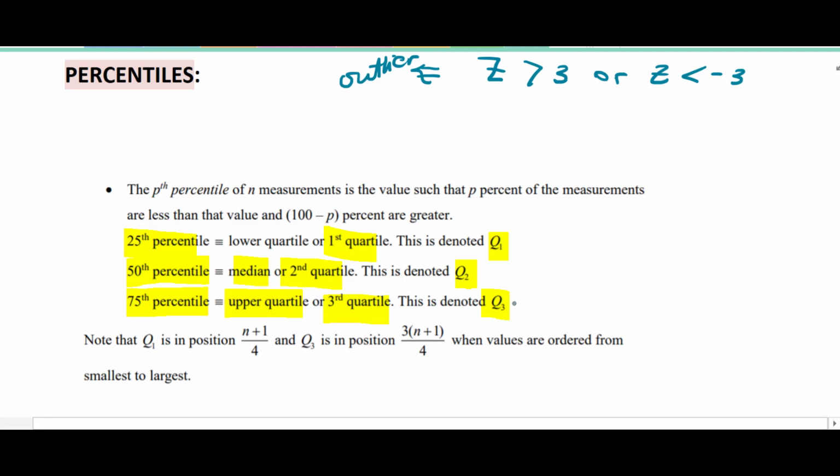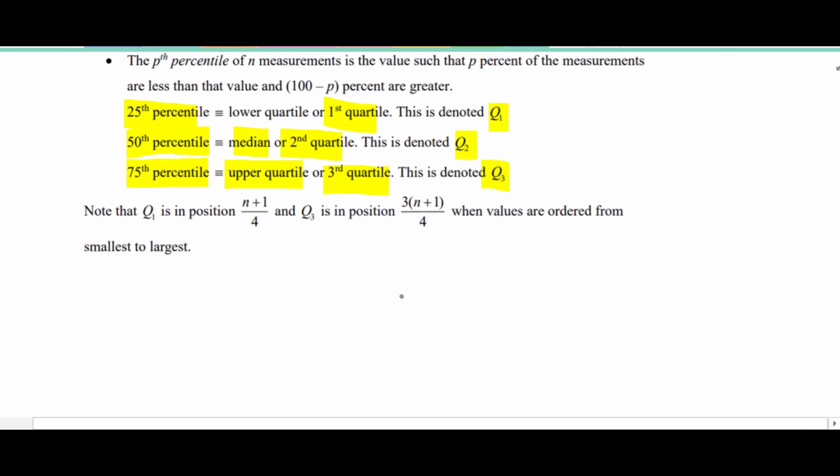So how do we find these values? Basically, there are simple formulas to know their position. So if we have a data set, and I'll show you this in just a minute, Q1 or the 25th percentile is 0.25 times n plus 1. So n is the number of observations that you have. So you just apply this formula and it's not going to give you Q1. It's not going to give you the value of the 25th percentile. It's going to give you the position.